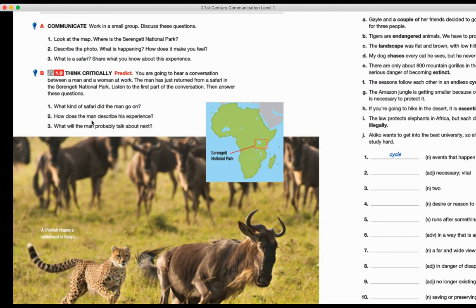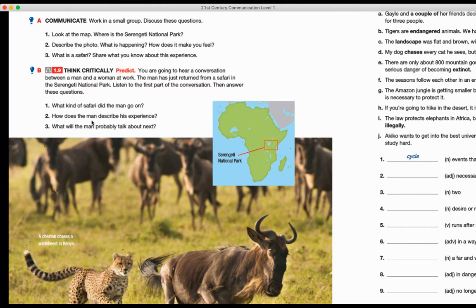We are not in class, so we cannot have a discussion. But let's look at each of these items, 1, 2, and 3. Look at the map. Where is the Serengeti National Park?